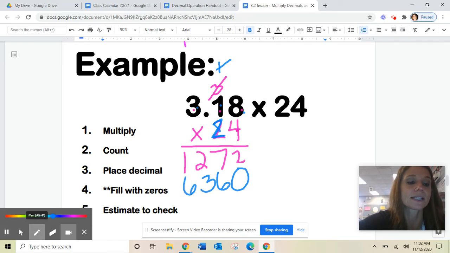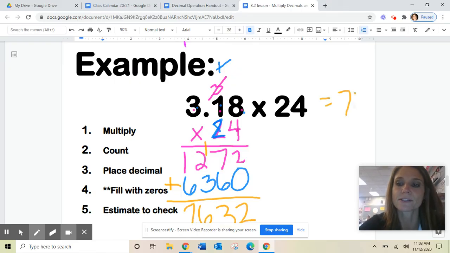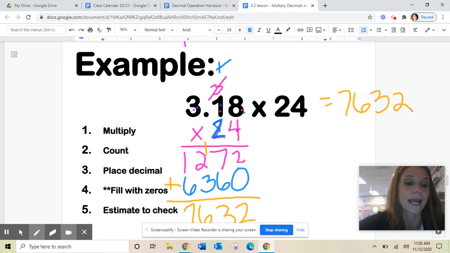Now, I need to add these together because that's how long multiplication works with this strategy. Down each column I go, adding along the way. And I end up with 7632. But I need a decimal. So I count 1, 2, and I need 1, 2. The decimal is going to sit right in there.